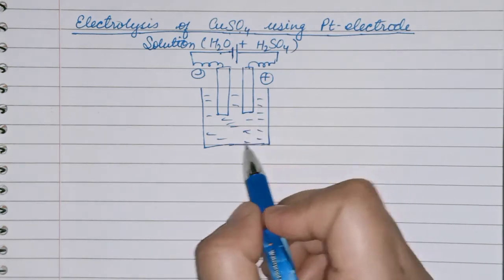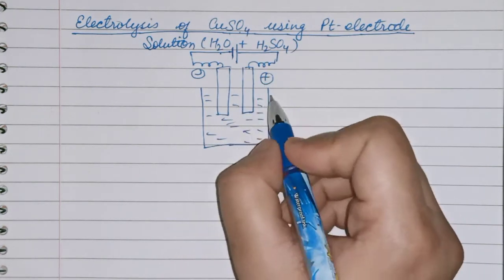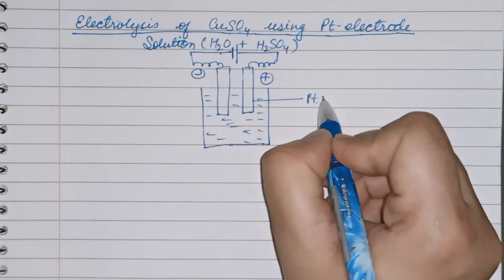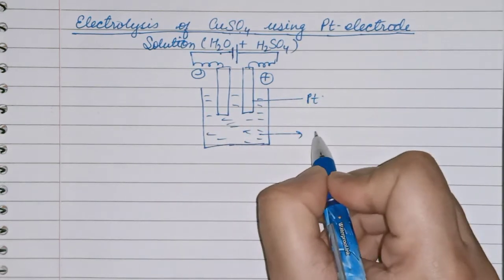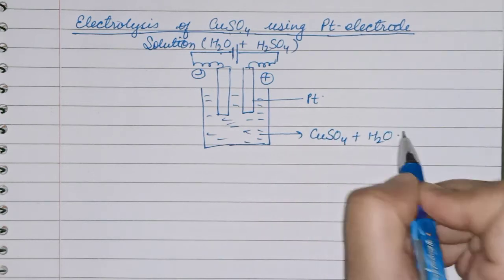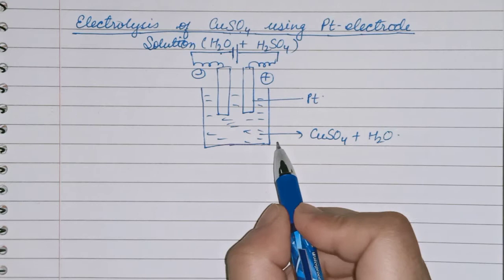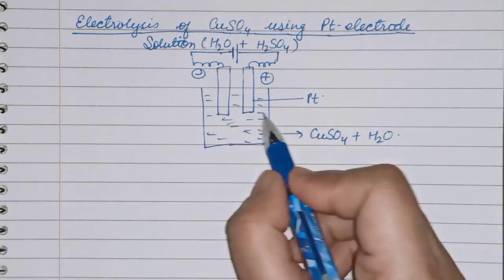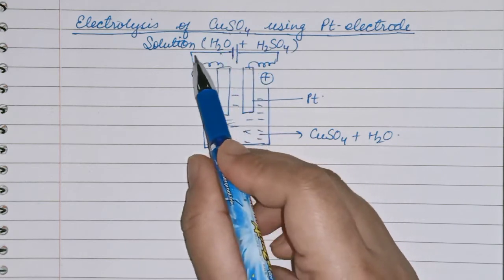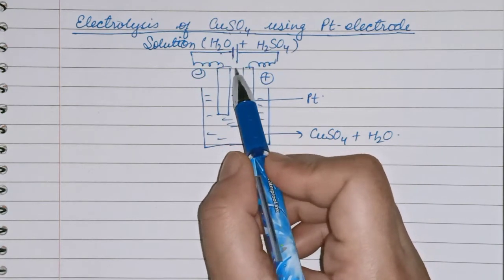See, this is an electrolytic cell in which 2 electrodes are there. These electrodes are made up of platinum. And as electrolyte we are using a solution of copper sulphate and water. So electrolyte is copper sulphate water, electrode is platinum. This is cathode and this one is anode. It is connected with the battery.